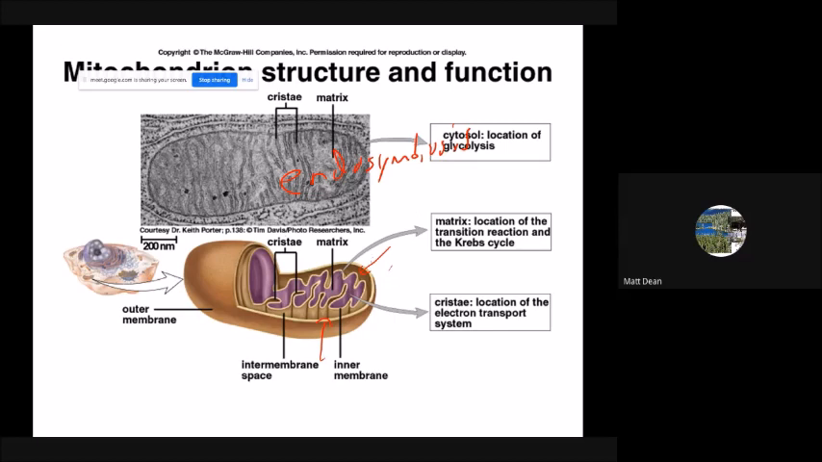Scientists think that membrane was probably the leftover remains of the original bacterial membrane. Notice the matrix is the area in purple, and the little folds on this inner membrane, those are the cristae, and that's where the electron transport chain is going to take place.